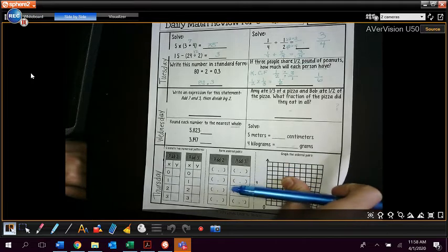Remember, if you need to make any changes or correct your work, this is the time that you can do this. If I'm going a little bit fast, you're more than welcome to pause the video and then continue. Now we're going to go on to Wednesday's do now.